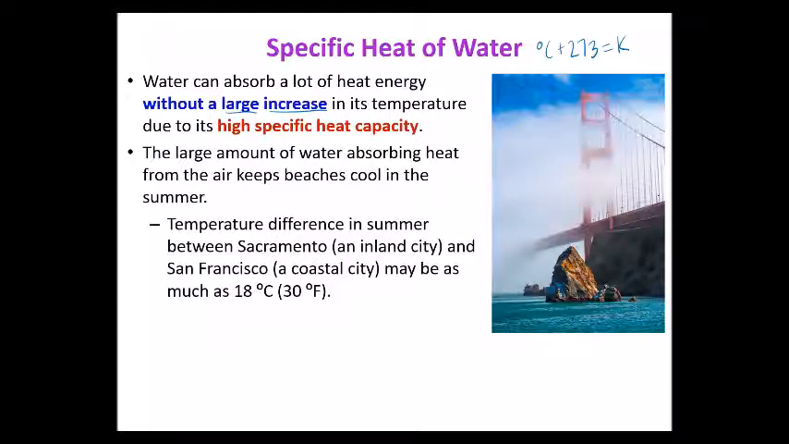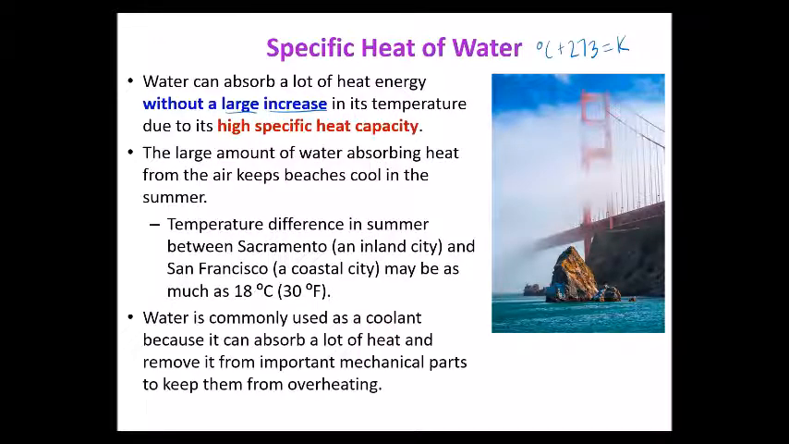We do live near a body of water too, on the Atlantic Ocean over here. So we're not too far inland from it, but if you go a lot more inland, they're going to have more swings in their temperatures than we would normally.